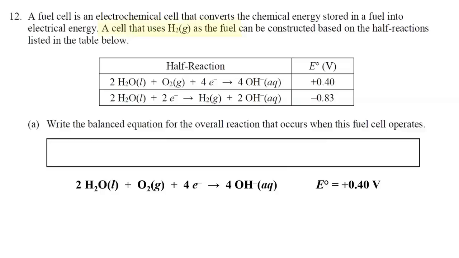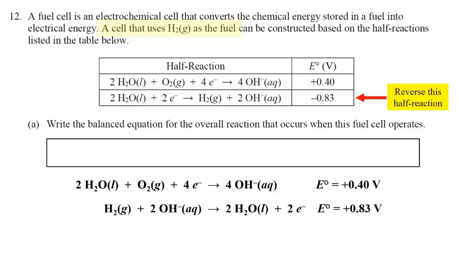It said that a cell uses hydrogen as the fuel, and we see hydrogen is actually featured as a product instead of a reactant. So I'm going to reverse this half reaction so I can get hydrogen to be consumed as the reactant, as the fuel. So when I reverse it, I'm going to change the sign of the cell potential from negative 0.83 volts to a value of positive 0.83 volts.